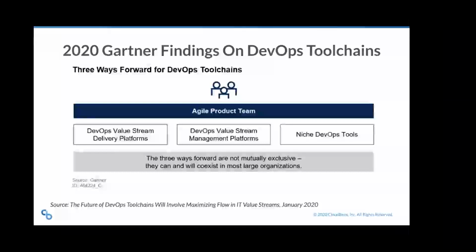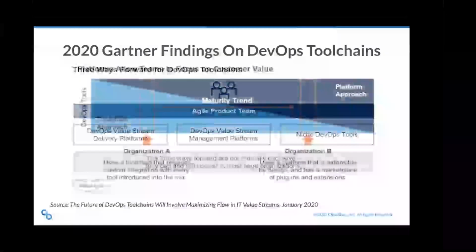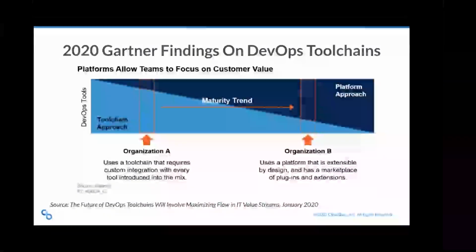And finally, you're going to have some best of breed niche DevOps tools out there. I mean, there are a ton of great companies out there that do one thing really well in the process of CI/CD. And you should not have to give up that one tool that your team loves just because you want to adopt a platform, right? So you're going to have some mix of these three. Every company will.